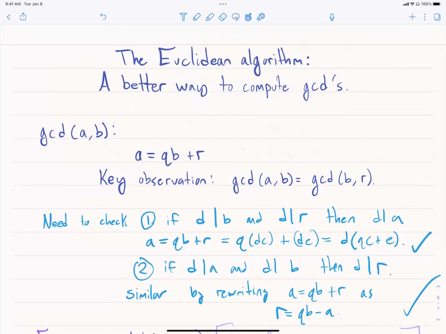So, a basic observation, but essential to what comes next. The Euclidean algorithm for computing GCDs works like this: when I do this long division, A equals QB plus R, the GCD of A and B is the same as the GCD of B and R, and that lets you move to taking the GCD of some smaller things.